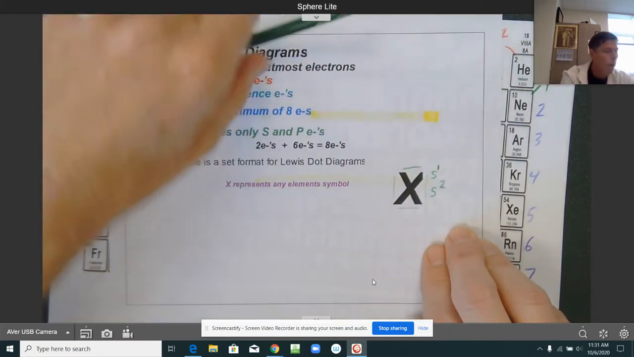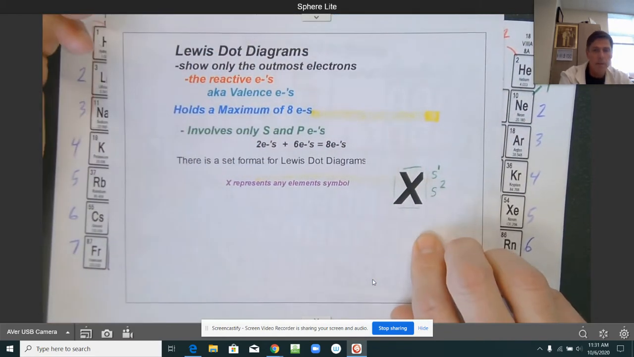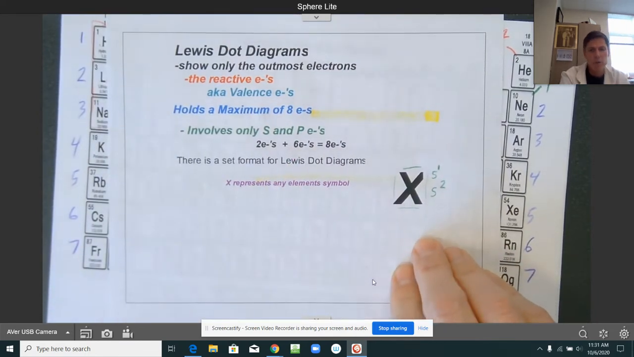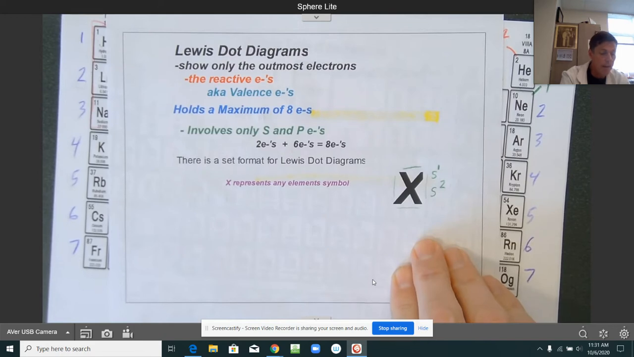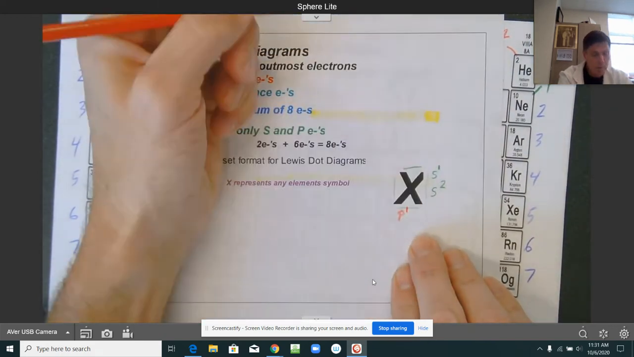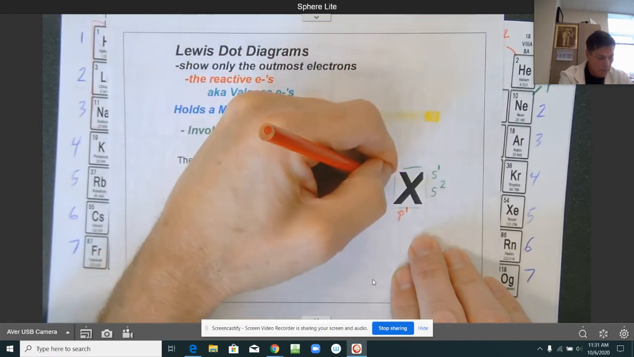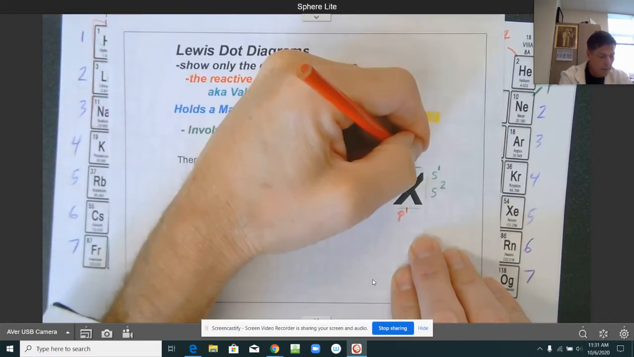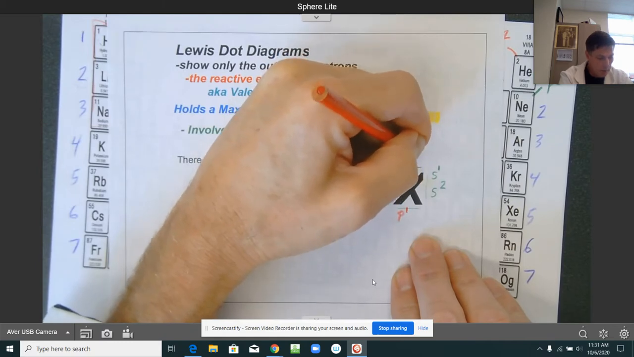When I go to do the P's, though, remember P's can have a total of 6. I spread them out, and you'll see later why spreading out will be helpful. On the bottom somewhere, I'm going to have P1. P2 is going to go here. And then P3 is going to go on the top somewhere.